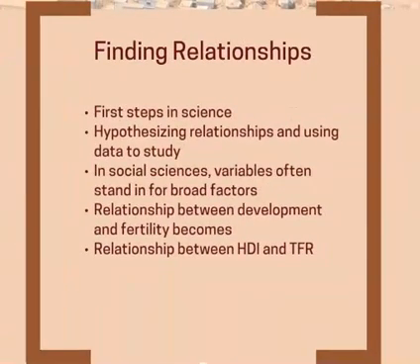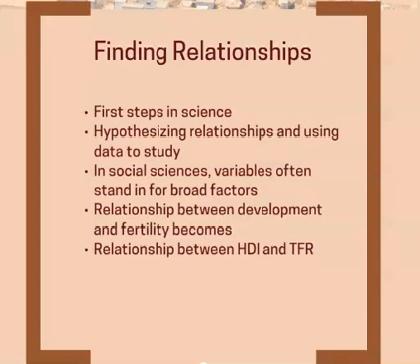In order to jump to a theory, we first need to be able to find relationships. These are the first steps that are taken in science that use empirical evidence. Generally speaking, social scientists hypothesize that there are relationships between different aspects of the social world, and then they use the empirical data to study those.